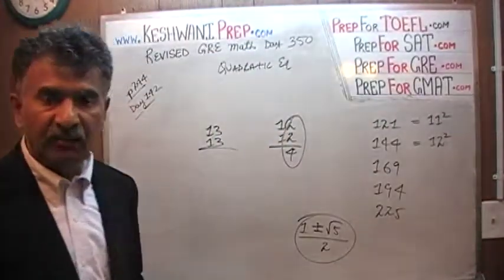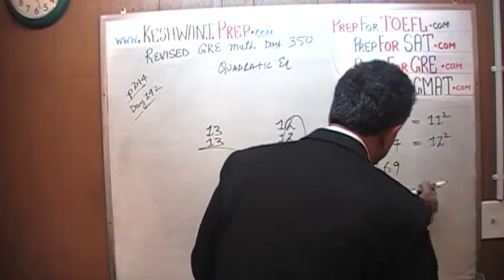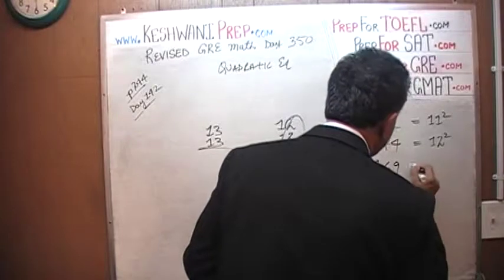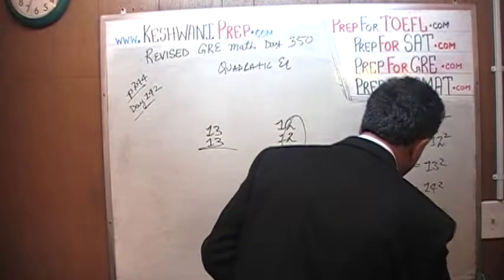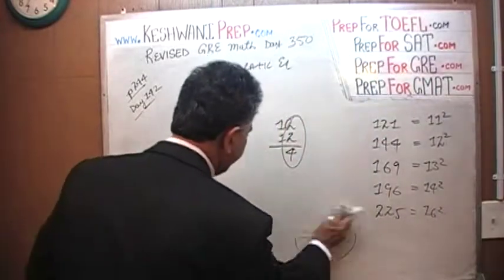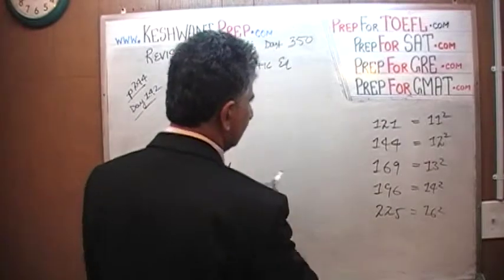Similarly, 14 times 14, 4 times 4 is 16. It has to end in 6, 196. So that takes care of 13 squared, 14 squared, 15 squared. That's it. Those are done. Oh, I didn't mean to erase that part. Oh, jeez.